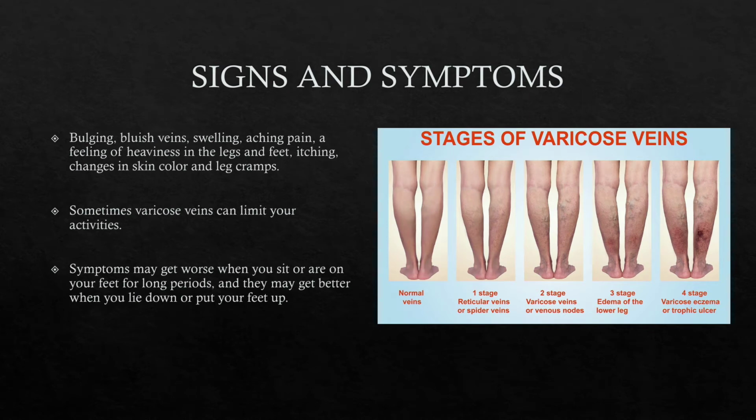So I really liked this picture here staging the varicose veins and the pictures that go along with it. They talk a lot about spider veins with varicose veins, which basically is just the veins being more prominent within the leg and your leg looking kind of like a spider web. It can also lead to nodes, like bulging more severely, and edema. And then it can also lead to ulcers if they're not treated and taken care of properly. So those are the signs and symptoms: bulging, bluish veins, swelling, aching pain, feeling of heaviness, itching, and leg cramps can be common as well.